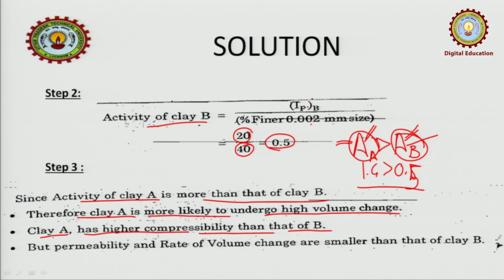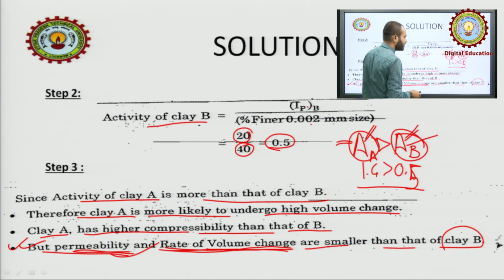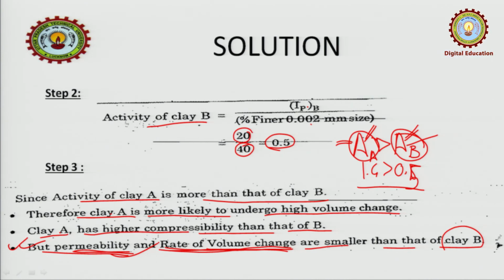Then the permeability, but remember this point: the permeability and rate of volumetric change are smaller in clay A than in clay B. Means in clay B the volume change rate, remember, not the total volume change, only the rate of volume change, and the permeability will be higher than clay A. So this was it. This is an easy question.